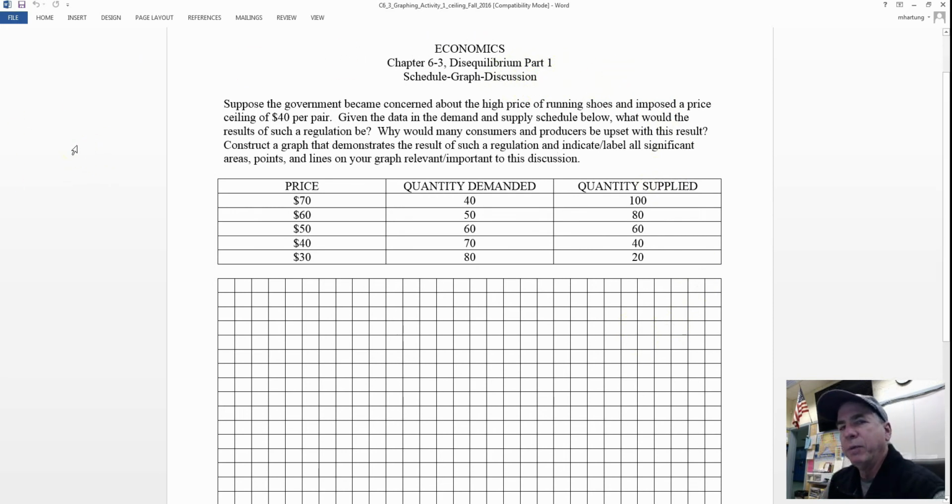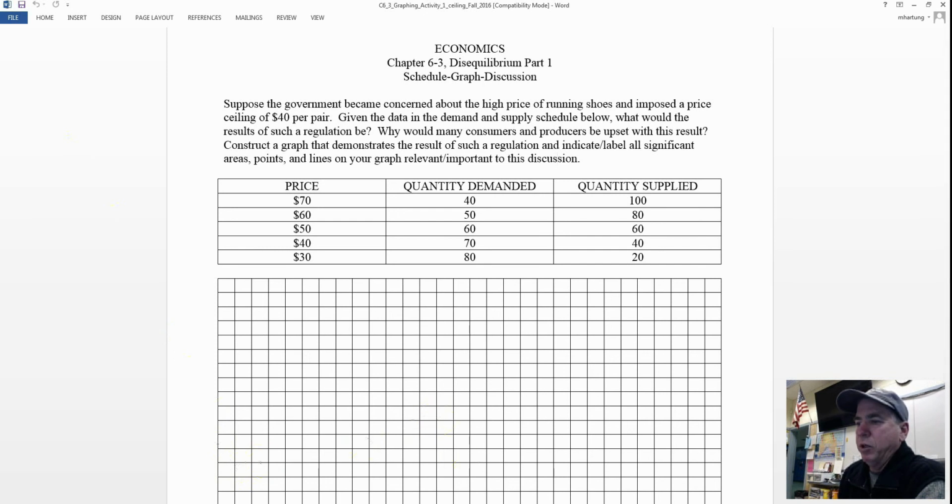Suppose the government became concerned about the high price of running shoes and imposed a price ceiling of $40 per pair. Given the data in the demand and supply schedule below, what would the results of such a regulation or price control be? Why would many consumers and producers be upset with this result? So what you're going to do is construct a graph that demonstrates the result of such a price control or regulation and indicate all significant areas and points on your graph relevant to this discussion.